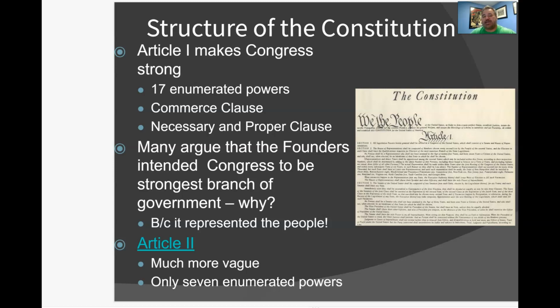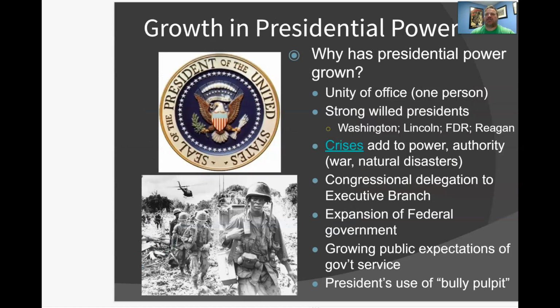By contrast, Article 2 of the Constitution lays out for the president 7 enumerated powers that are much more vague. The commander-in-chief power is a powerful thing, but what about the reporting power? What about the power to convene Congress, the power to make appointments? These are much more vague powers. They don't seem to have a lot of direct impact on governance. So how has the power of the president grown over the years?